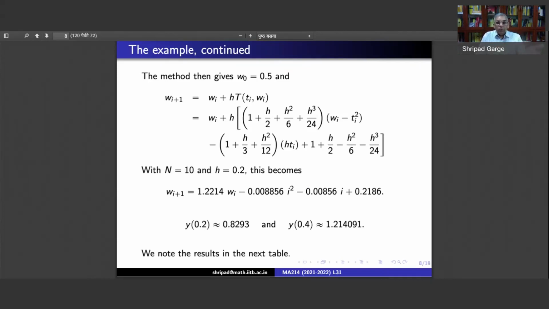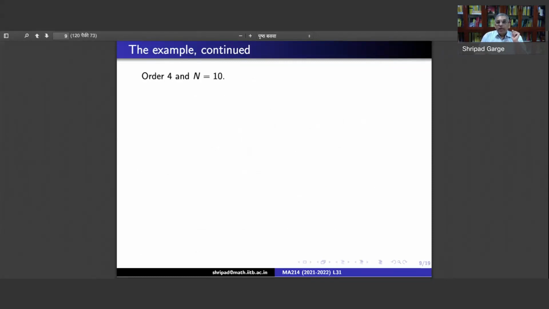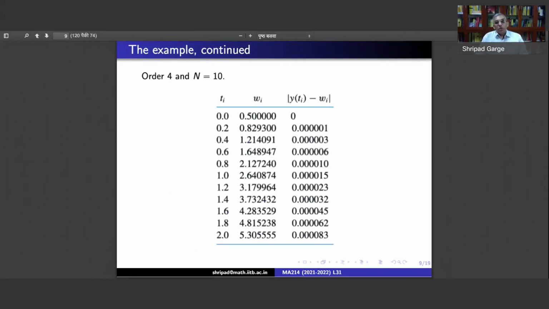Let's again put those values in the table. If you remember, the error for w_1 itself was 0.0007 something. So the values for w_1 and y of t_1 were correct up to the first 3 decimal points. Now we are looking at order 4 and n equal to 10, and these are the values. All values are correct at least up to 4 decimal points.